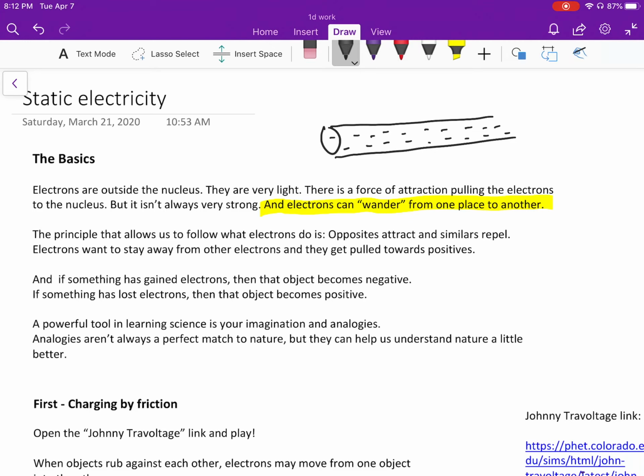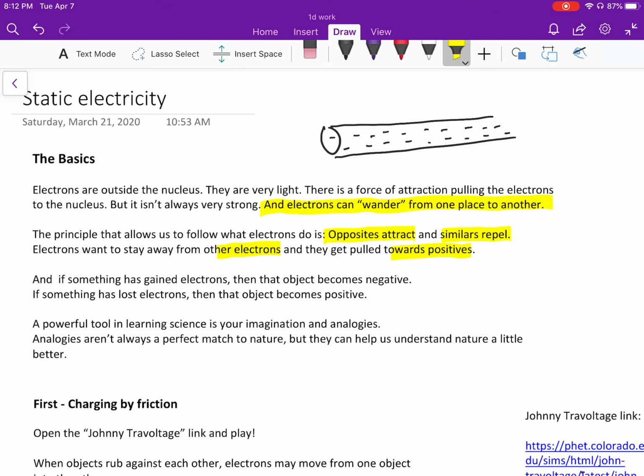Now, the part that tells us which way to move is sometimes called the law of electrostatics. We know that opposite charges always attract and similar charges always repel. So which way the electrons move depends on what's going on. They're always going to repel away from other electrons and attract towards other positives.